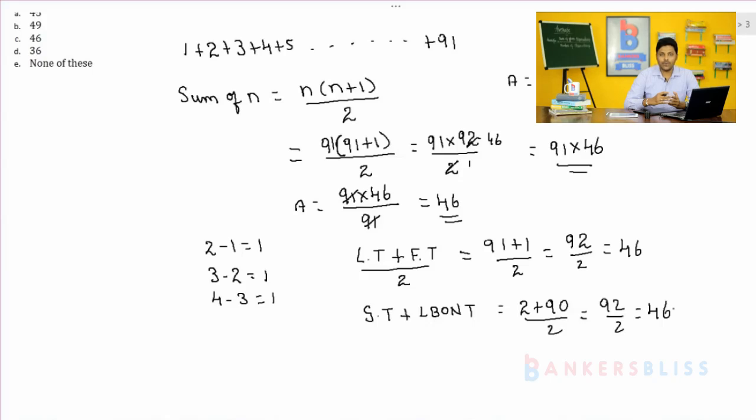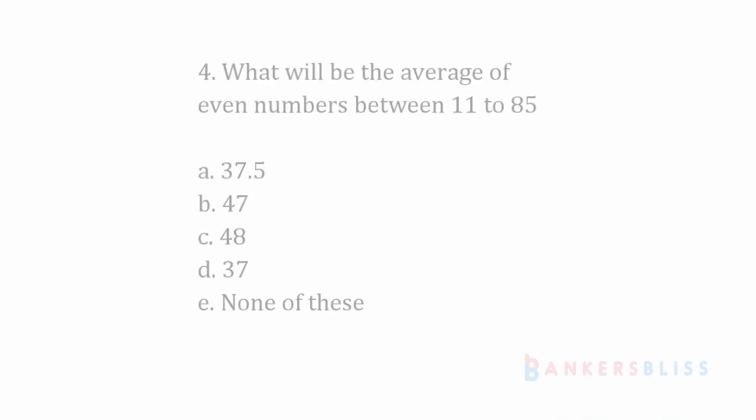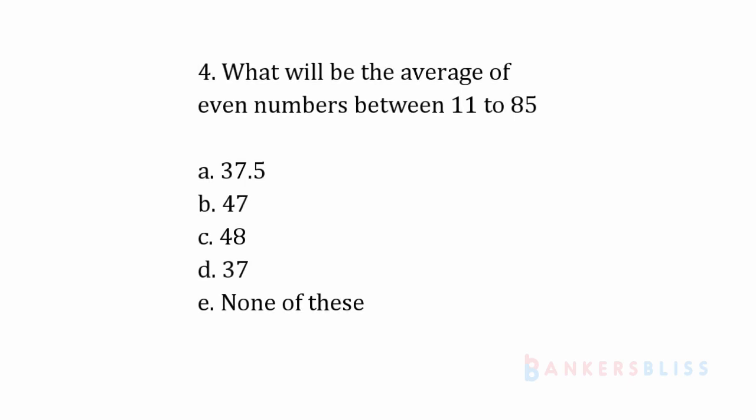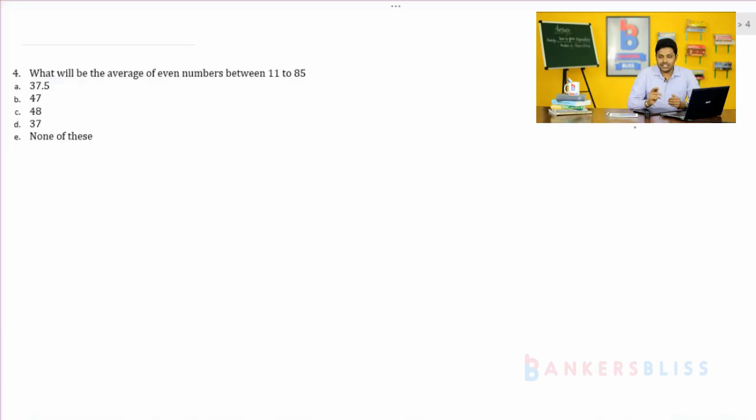Let us go for problem number 3. What will be the average of even numbers between 11 to 85? We have to calculate the average of only the even numbers which exist between 11 and 85. So between 11 and 85 we have to consider the even numbers. The first even number between 11 and 85 is 12, and the last even number between 11 and 85 is 84.